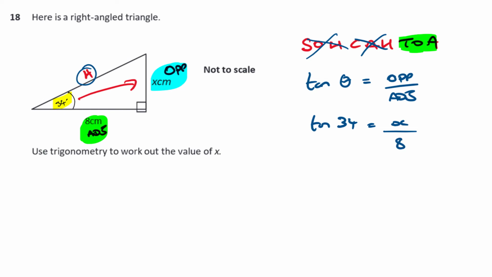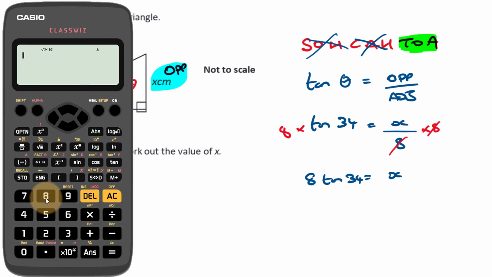So you want to get x by itself, so to do that we're just going to multiply both sides by 8. That one's going to cancel with that, leaving me with x on the right, and that's going to be equal to 8 tan 34. So now we've just reached for the calculator. Just double check your calculator has got a little D at the top and not an R or anything else like that, so it's in degrees.